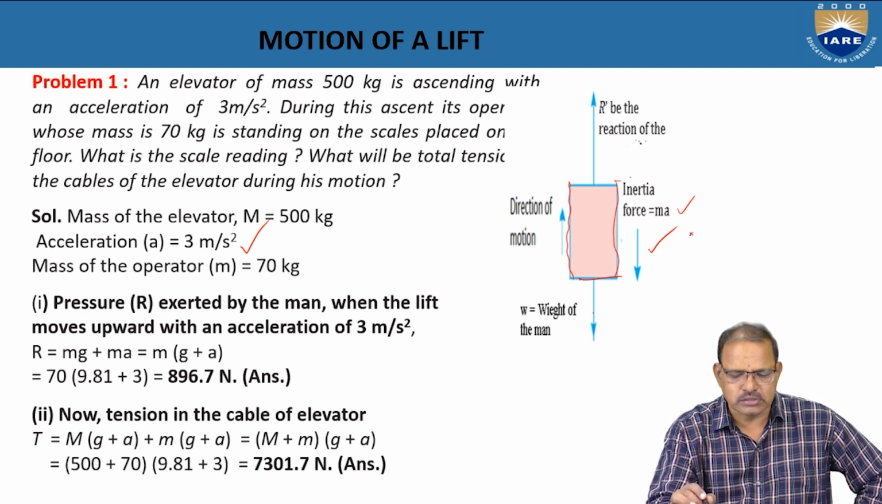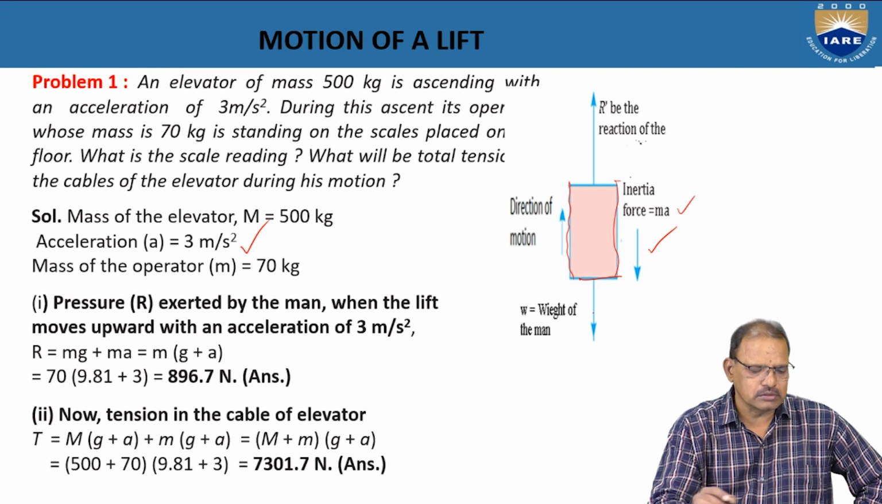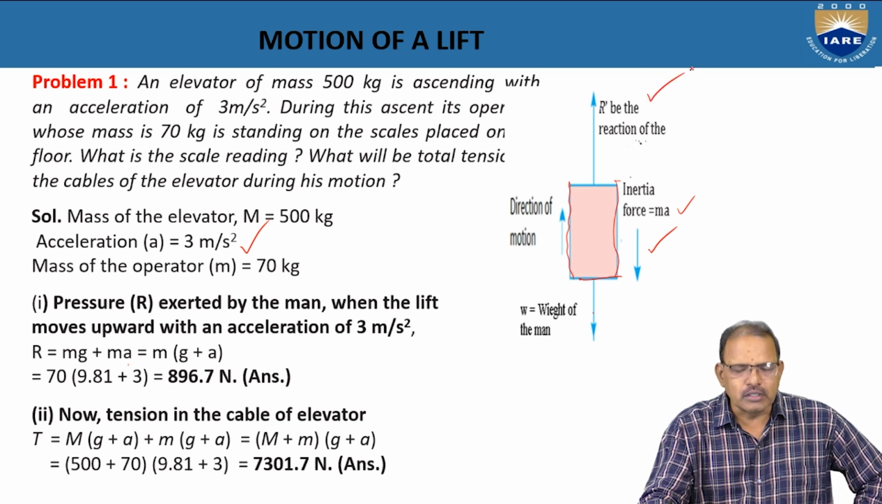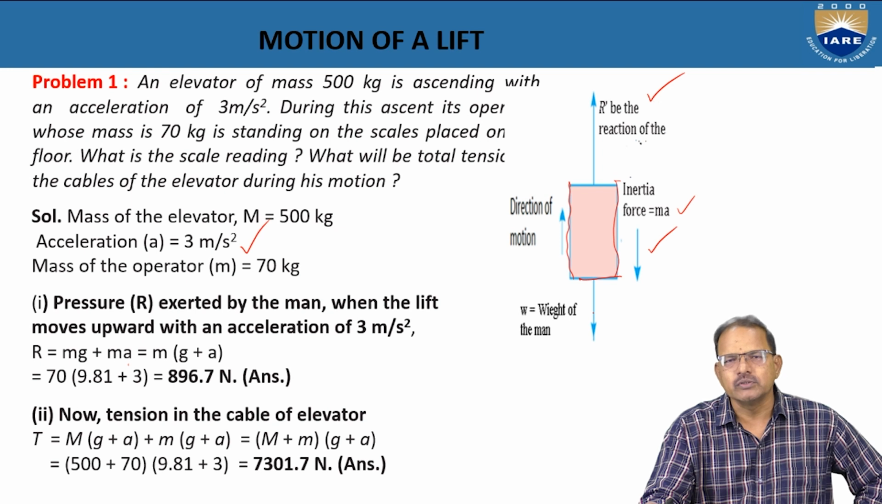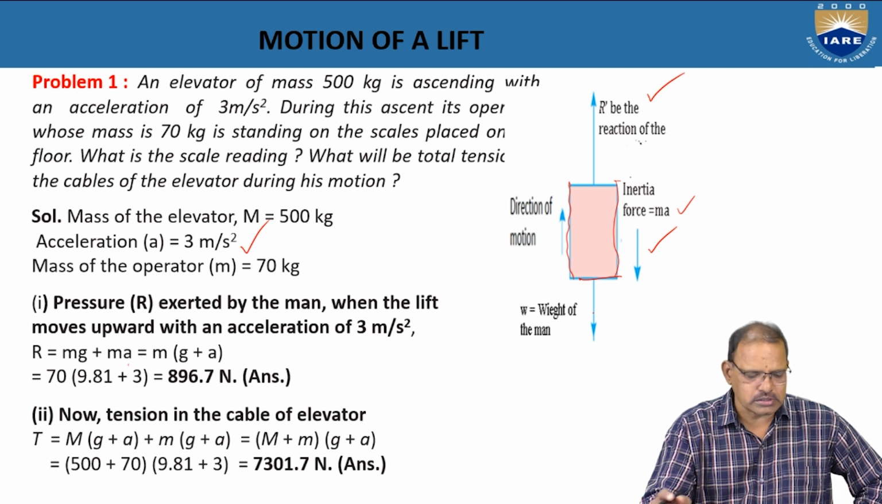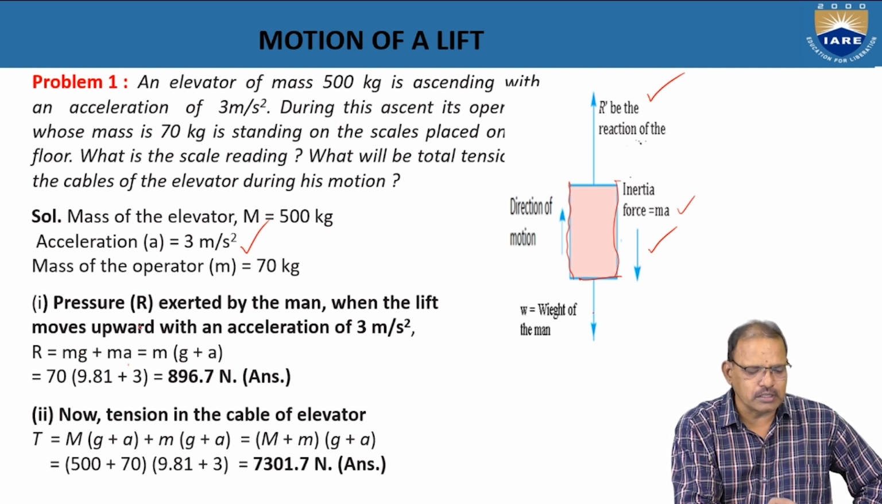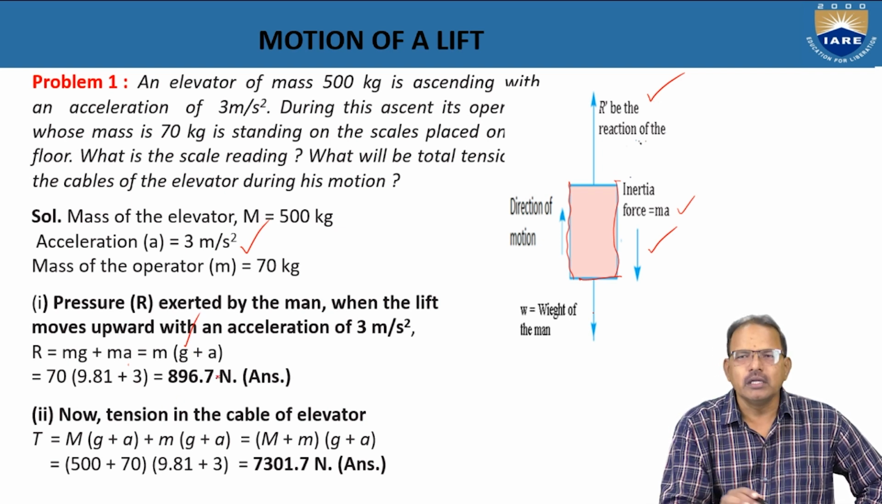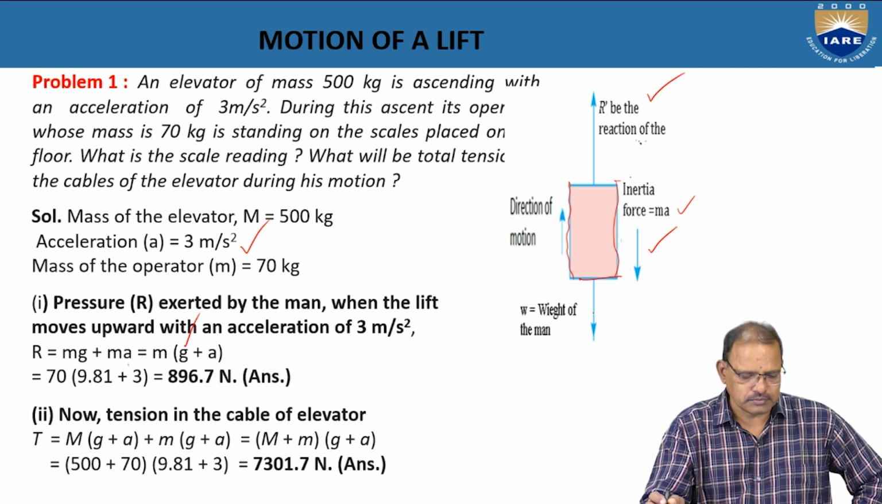figure in downward directions. When we are taking the resultant now, that is R is equal to mg acting downward directions plus MA is also acting downward directions. Only R is acting, that is the tension in the rope, acting upward directions. That means when it is equilibrium position, the sum of the forces which are acting in upward direction should be equal to the resultant of all the forces which are acting in downward directions. That is R is equal to mg plus MA, or M into (G plus A), which is equal to 896.7 newtons.